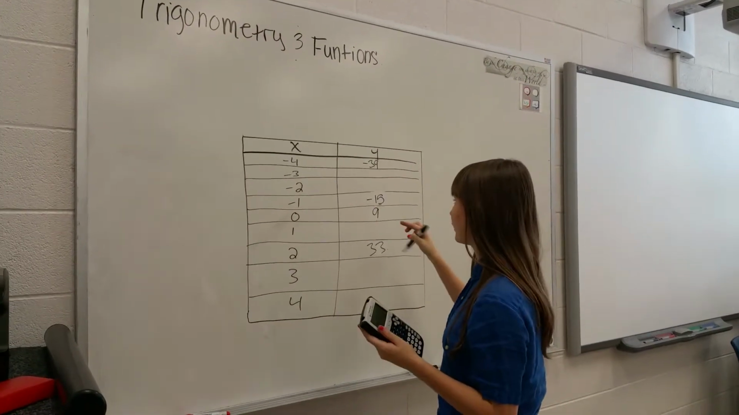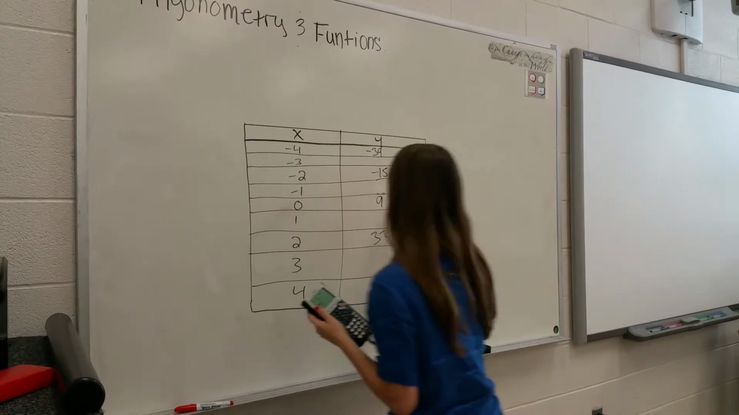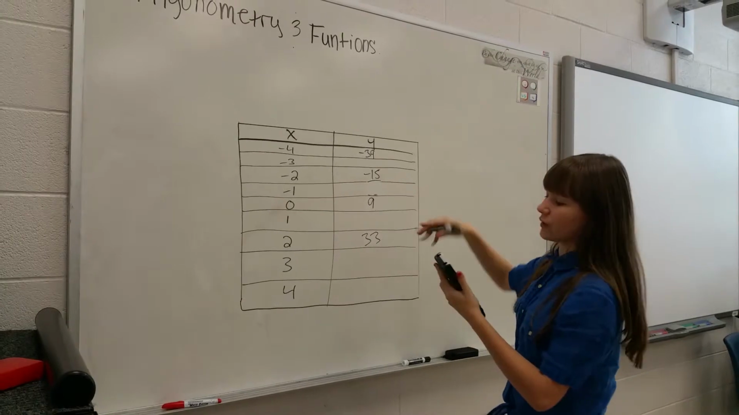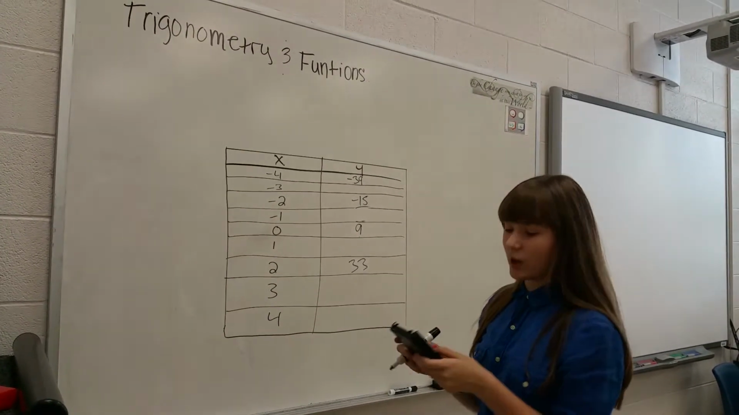And now that you have got your relationship, you would have like -15 here, and then like a 9 there. And so now that you found that, you would get a 12x plus 9.